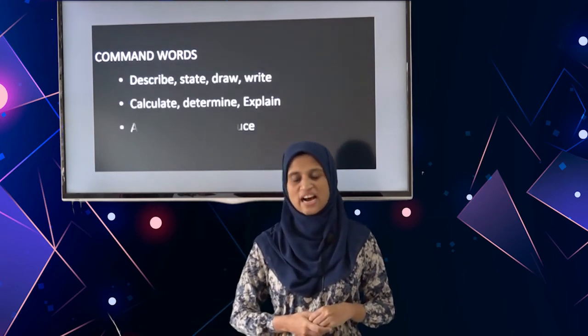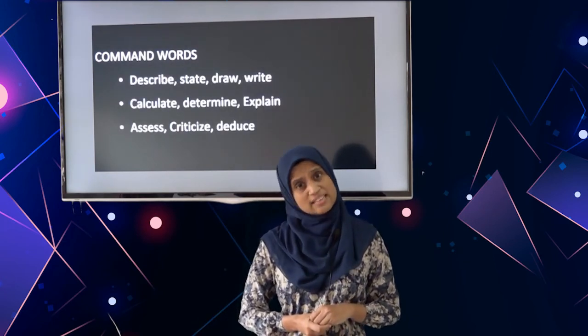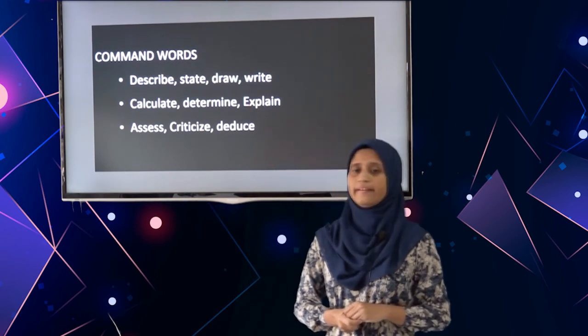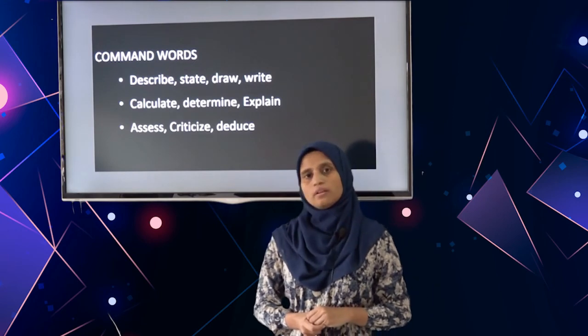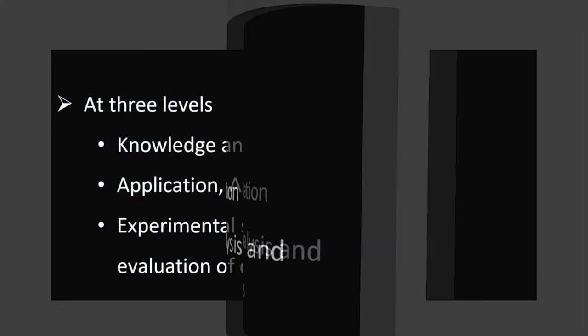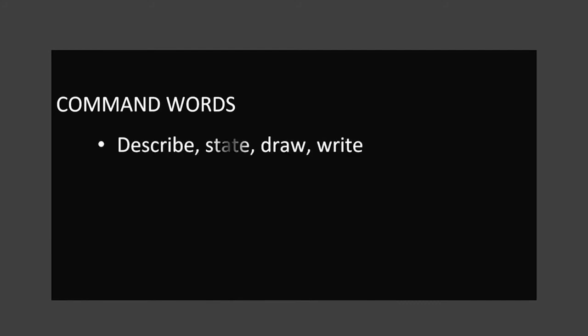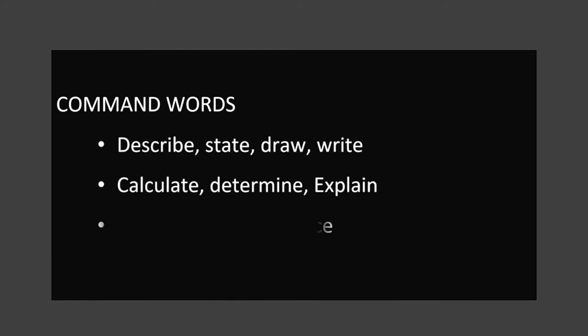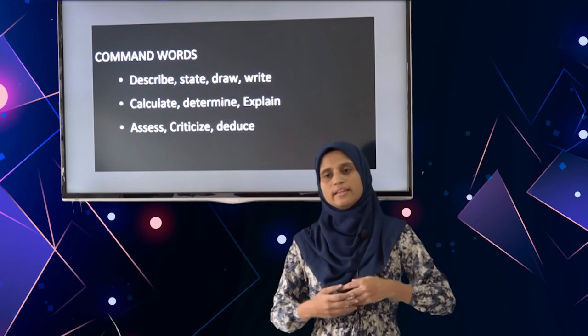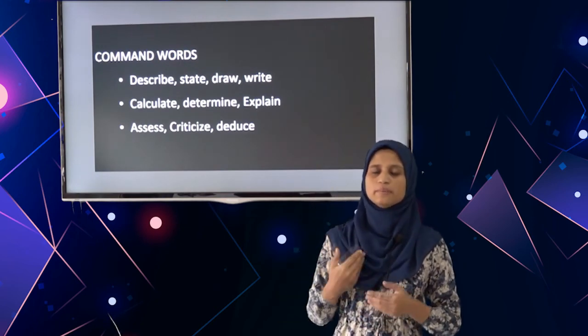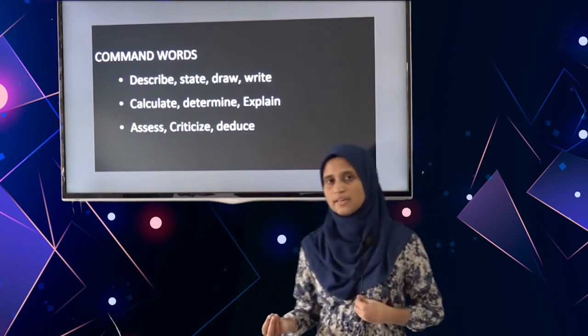How will you know what a question is asking you? Is it knowledge? Is it application? Or is it a higher level than that? Is it evaluation? There's a whole section in the specification that explains the command words used in questions in A-level physics. For example, describe, state, draw, write. These are knowledge-level questions. It's a simple matter of recall and writing down.